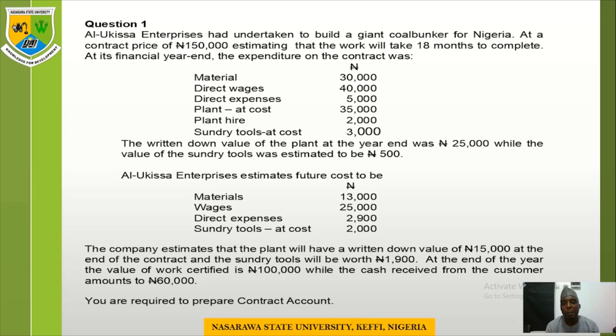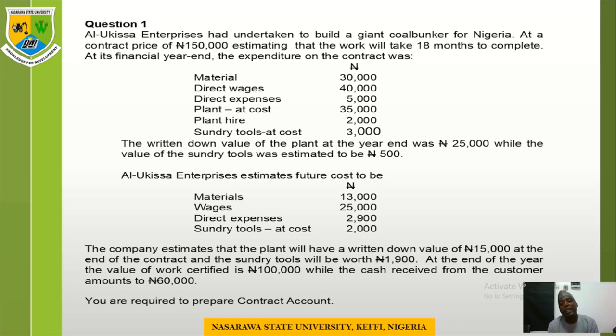In bracket, plant. The cost of plant was 35,000. But we were told that the written down value on the plant at the year end was to the tune of about $25,000. Now, for you to know the amount of depreciation that will be charged to the debit side of the account, you need to minus the 25,000 written down value of the plant from the cost of the plant, which is 35,000 minus 25,000.